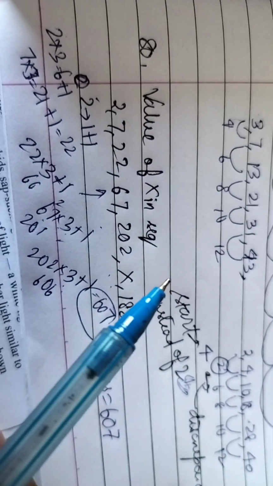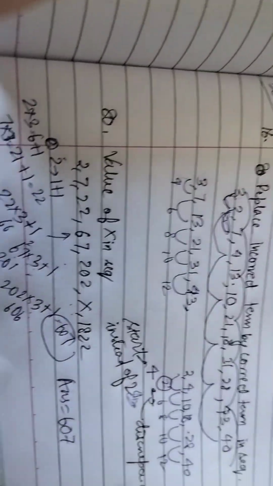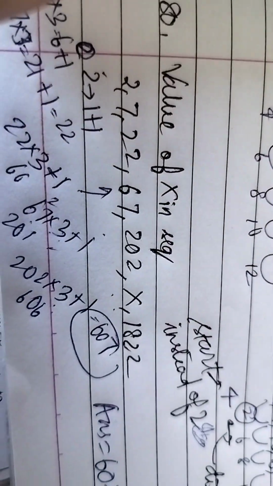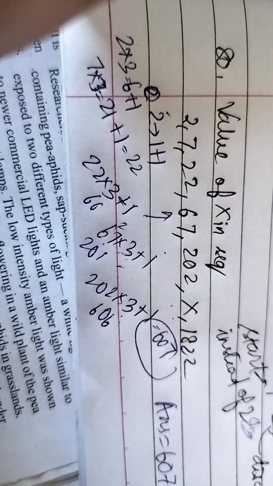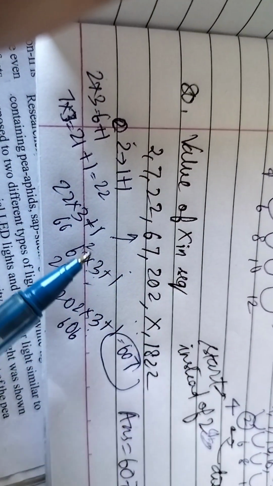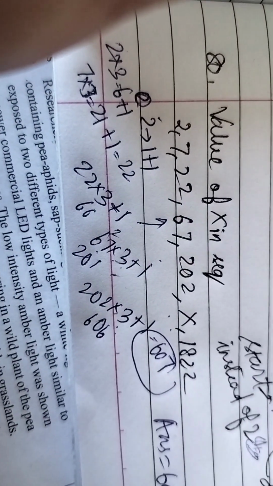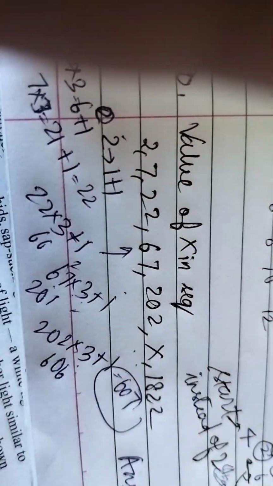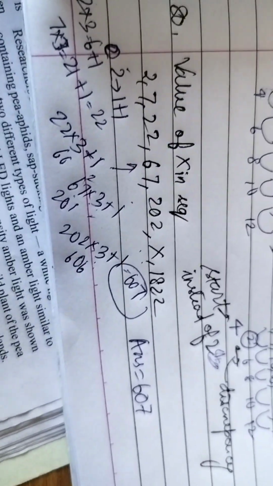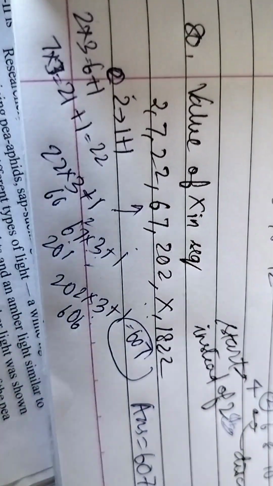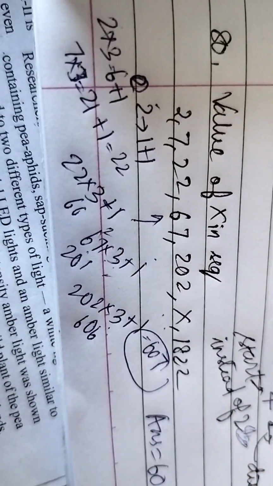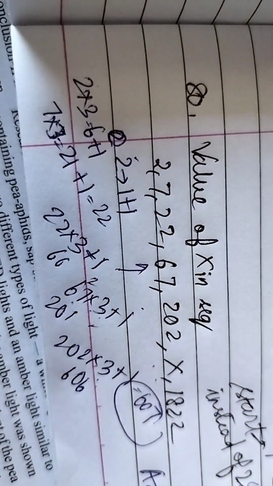Now, the next question in the same year, 2021, is this one: 2 7 22 67. This particular question, it's not that bad, just a little bit of figuring it out and a little bit of analysis, to see how it goes.